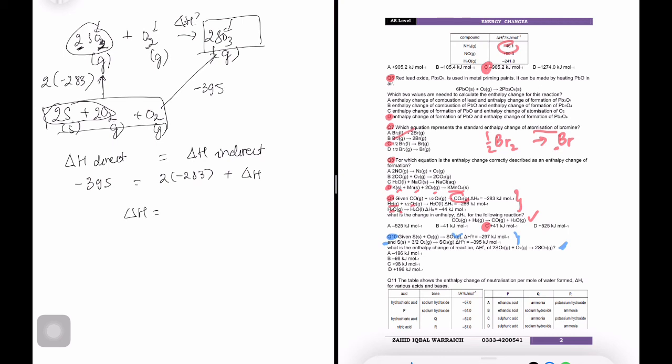So the final delta H that we are looking for is minus 395 plus 2 times 283. That gives you the final answer of minus 196, and that would be A.